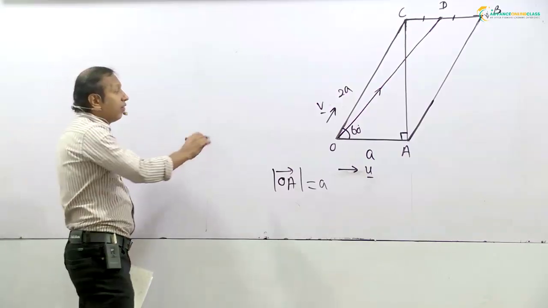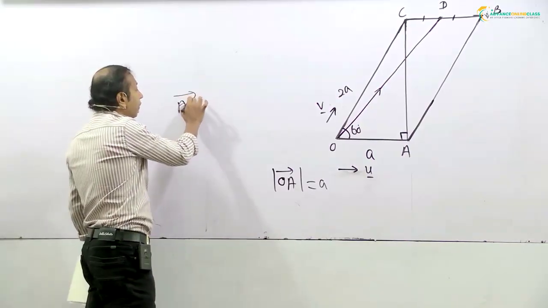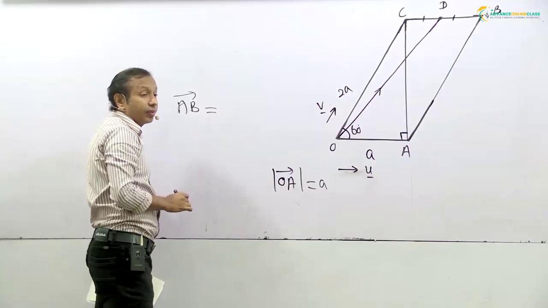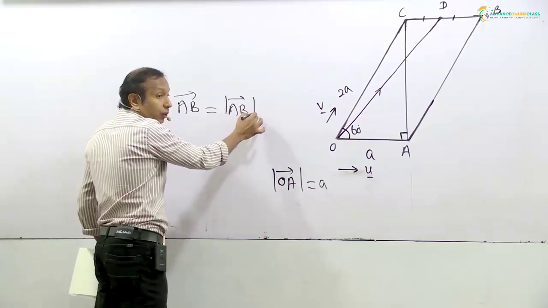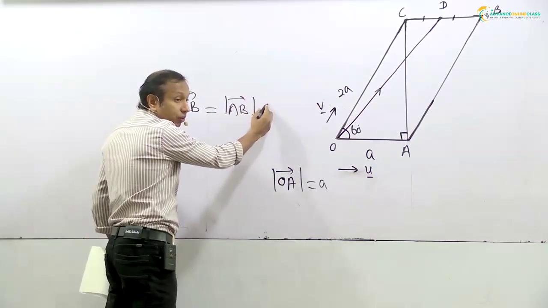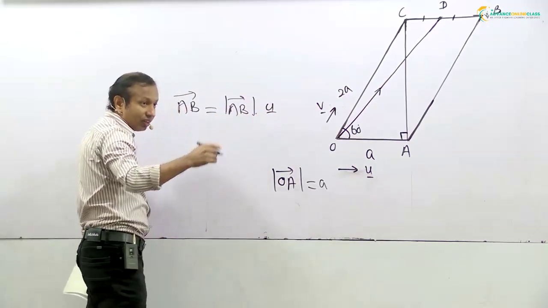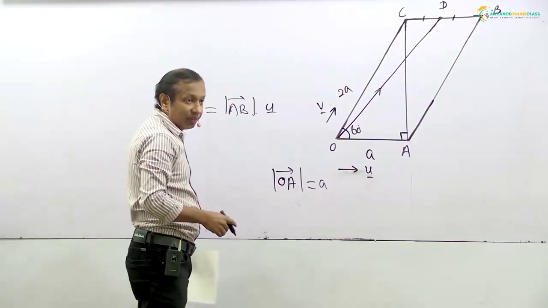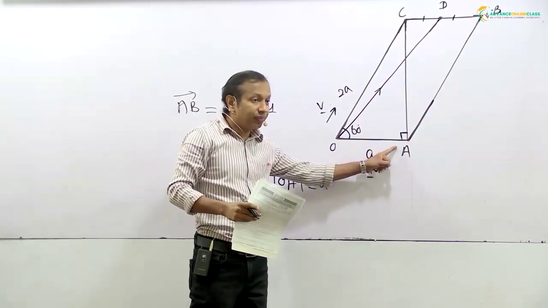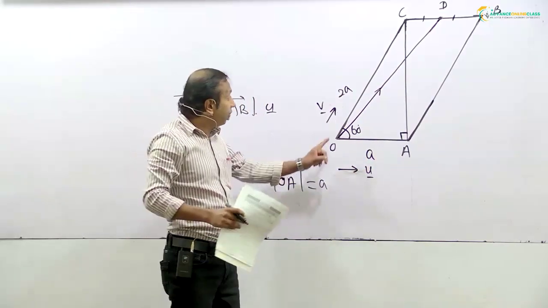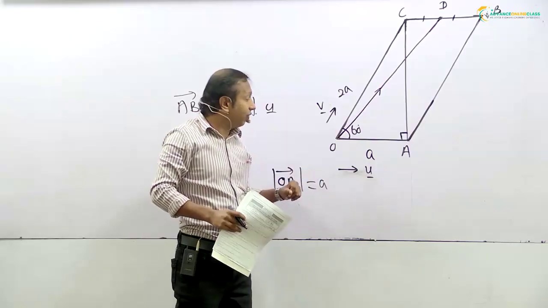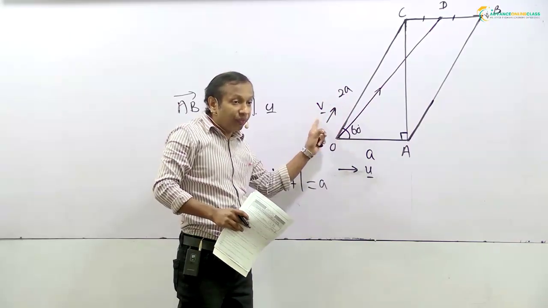How do we write a given vector? Suppose the vector is AB. How do we write this AB vector? AB vector modulus into the direction A to B unit vector, no? That's how we define the way of writing a vector using a unit vector. Therefore, tell me what is OA vector? A into U. Am I correct? What is OC vector? OC vector is 2a into V.